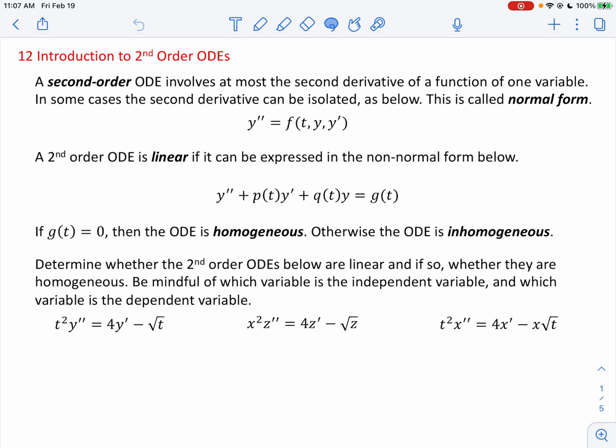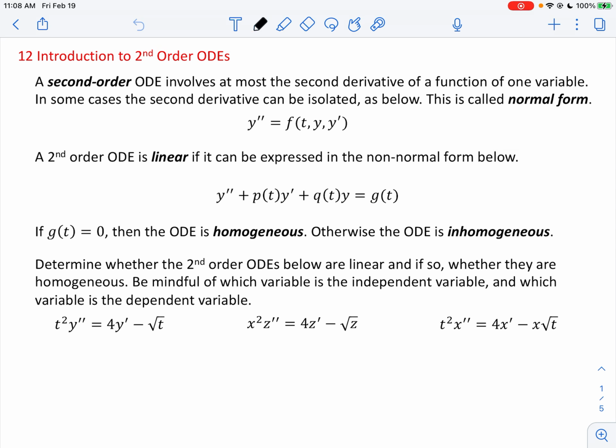So it's just y double prime plus, and then some sort of function of the independent variable times y prime plus some sort of function of the independent variable times y equals some sort of function of the independent variable. This is called a linear second-order ODE.